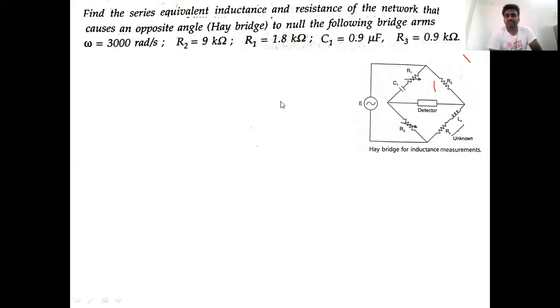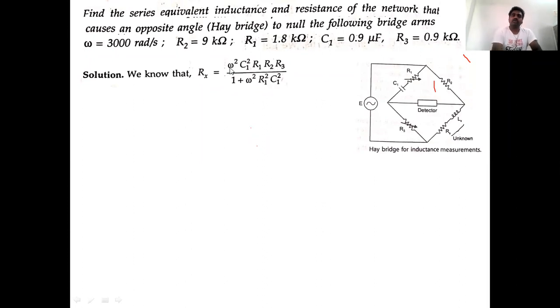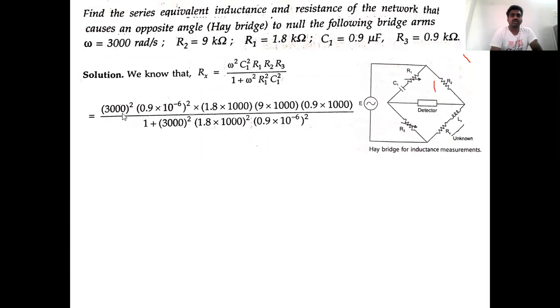If we solve this problem, the expression of resistance Rx is equal to omega square C1 square R1 R2 R3 divided by 1 plus omega square R1 square into C1 square. Substitute the values: omega is 3000, square, into 0.9 into 10 to the power of minus 6, kilo ohms converted into ohms, into 1.